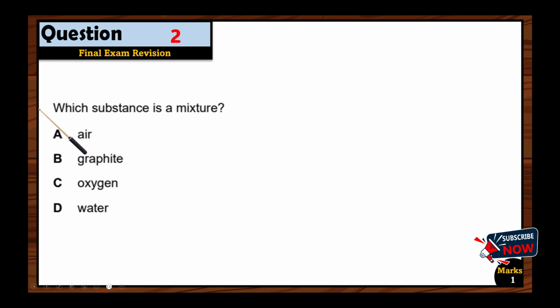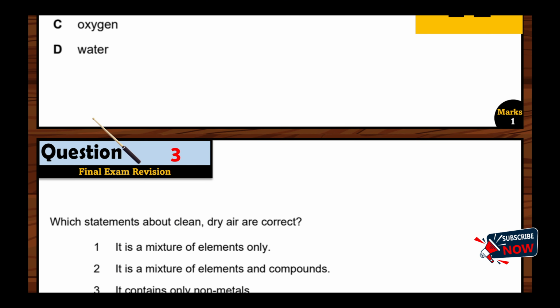Let's see question number 2. Which substance is a mixture? Air, graphite, oxygen, and water. Either they are compounds or they are elements, right? Graphite is an element, oxygen is an element, water is a compound. Only air is a mixture of gases. So option A is right.